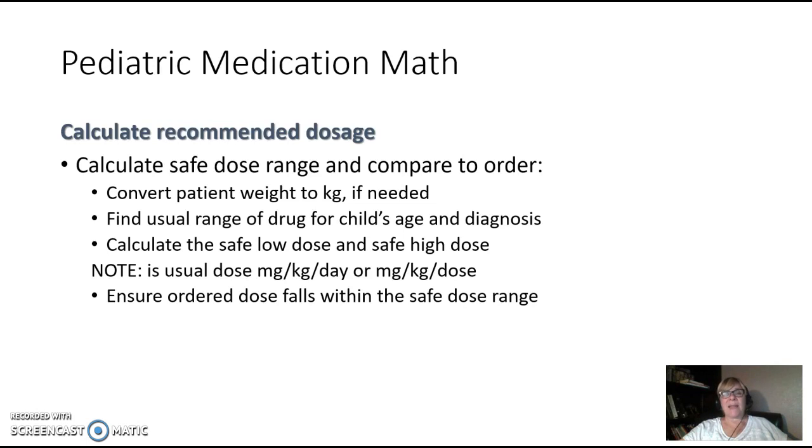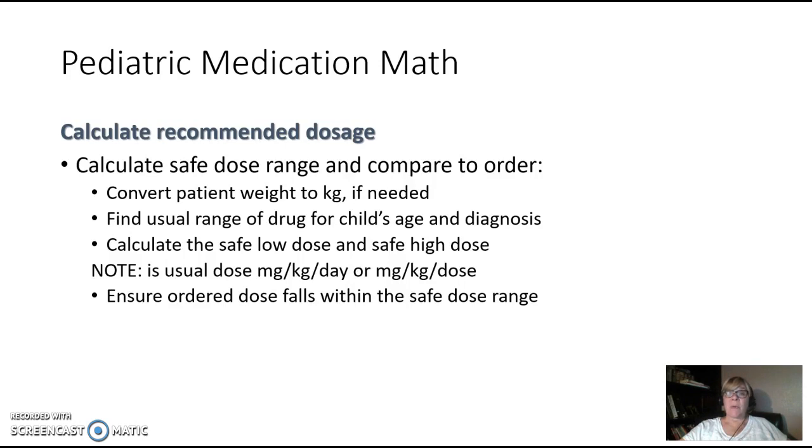So keeping all that in mind, let's talk about how we're going to do math for children. And I would say those things are the reason we want to do math for children. We want to make sure every medication we give, we're giving a safe dose because we know we have higher risks with children with medication. So every dose, we're going to calculate what the usual safe range is. If a patient's weight happens to be in pounds and ounces, we have to convert it to kilograms. And then we're going to calculate the range based on both the child's age and diagnosis.